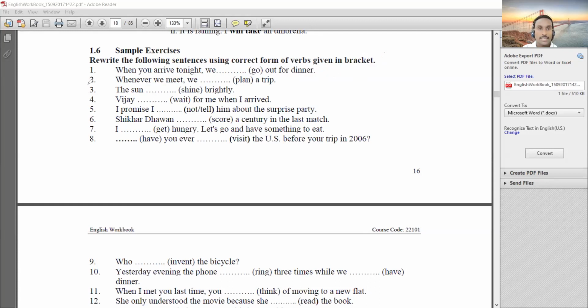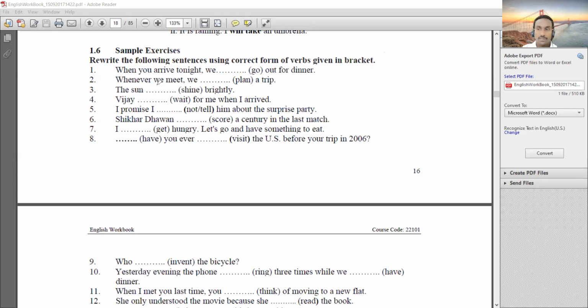Then let's go to the second one. The second says, whenever we meet, we, in bracket, plan a trip. Shall plan.